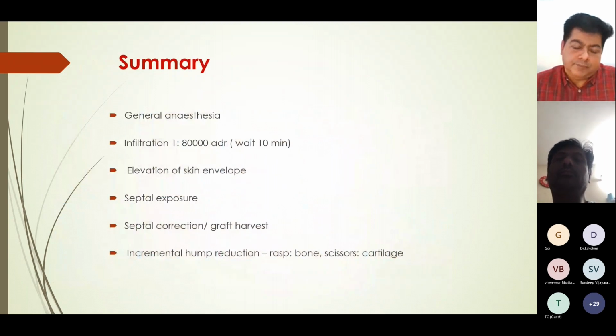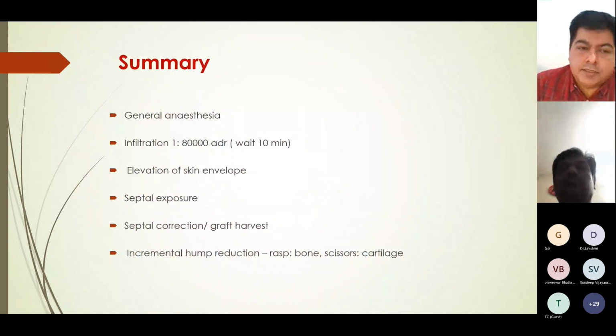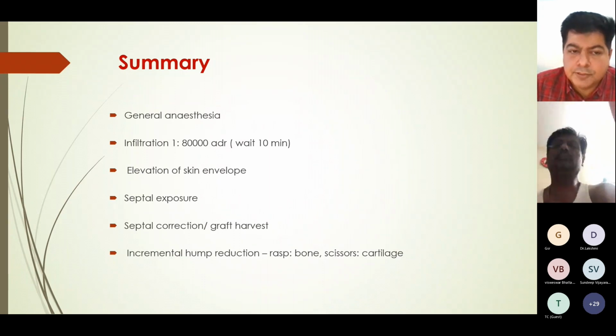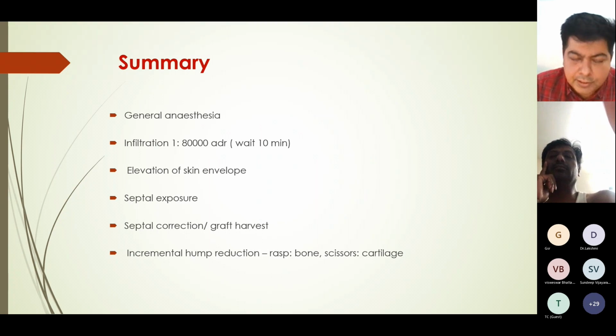So to summarize, my advice is that you should use general anesthesia, though many people will vouch for using local anesthesia, highlighting that there will be lesser blood loss.